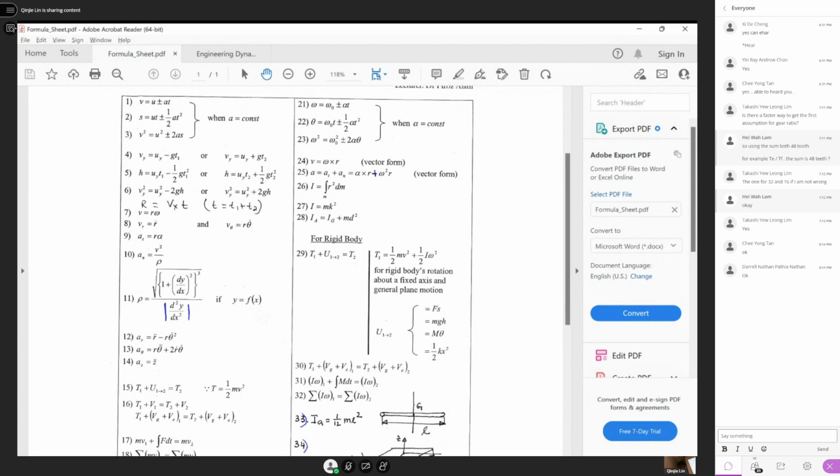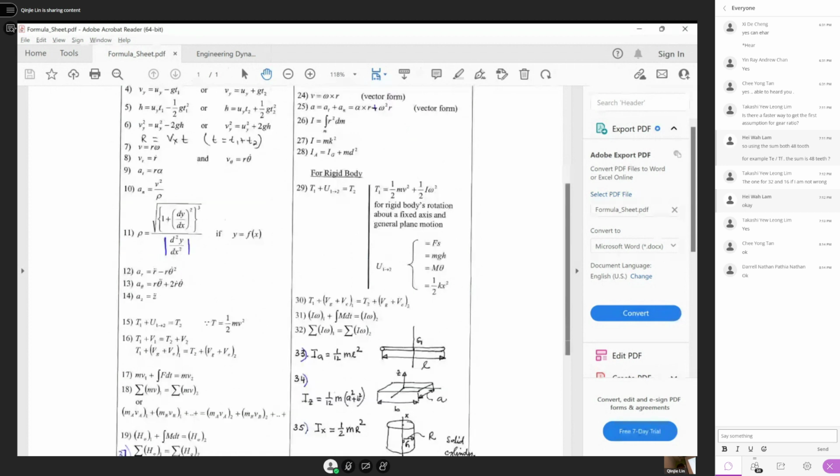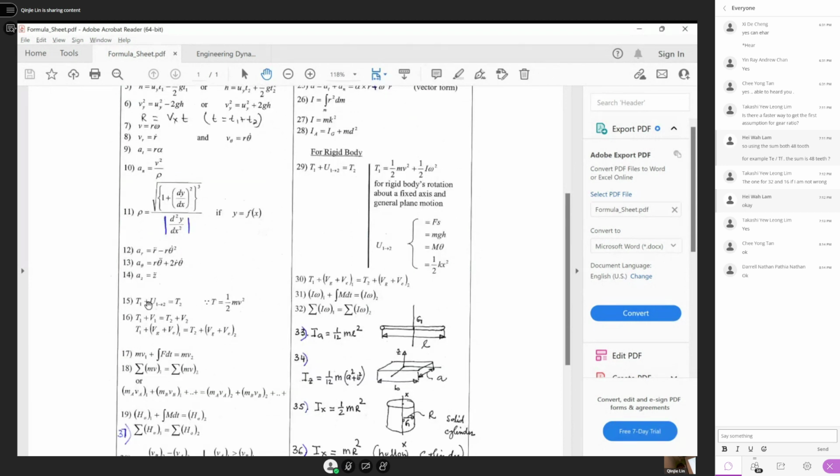Then 12, 13, 14 are your equations from when we were studying circular motion. You can refer back to your notes. 15 and 16, 15 is energy. T down here refers to kinetic energy. This U1 to 2 refers to the work done. So we have some energy, plus the work done must be the energy later.